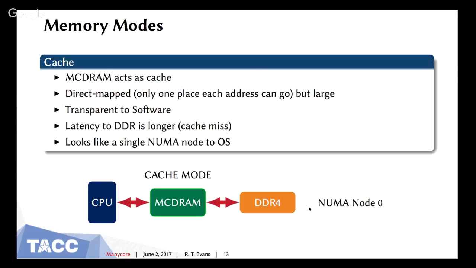If you use it as a cache, it's basically just an L3 cache. Each tile has L2, each core has L1. This is an L3 cache shared among all of the cores. In our default queue, normal, this is how it's configured. One of the main reasons it's configured this way is this is the easiest way for our users to use the system without changing their code.